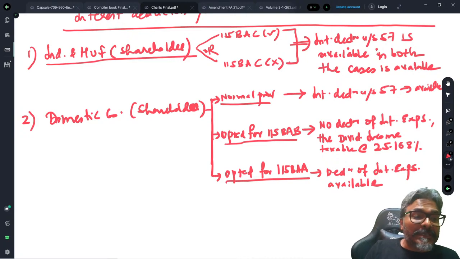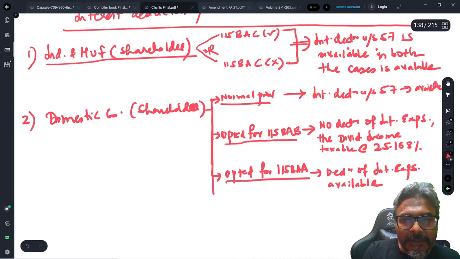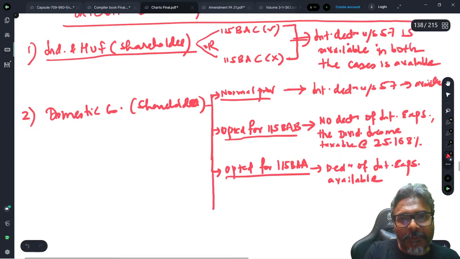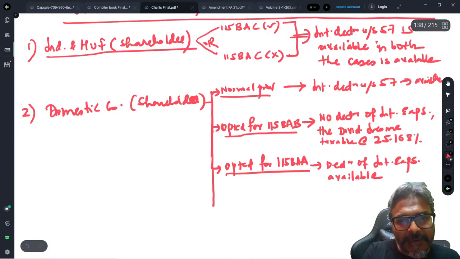Now, third case, students. If the domestic company which has taken the loan has opted for 115BAA, then whether the deduction of interest expenditure is available under the 115BAA situation? Answer is yes. Now let's stretch it out. If you want it to be comprehensive, I'll make it comprehensive for all of you.